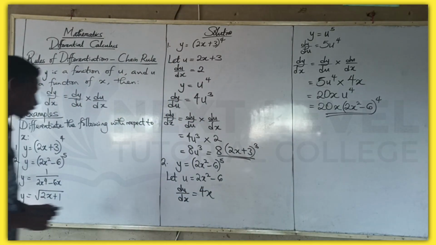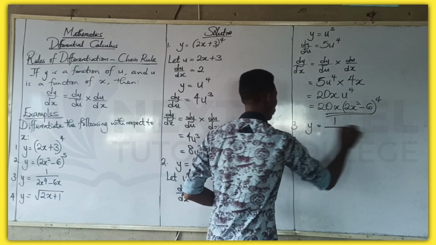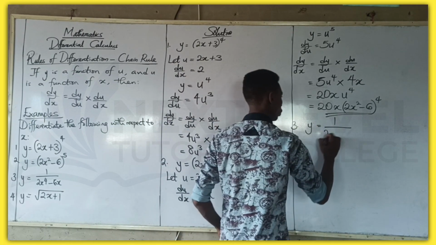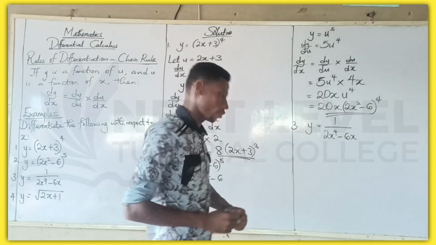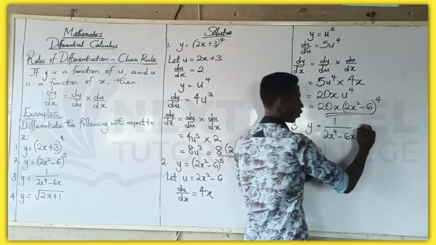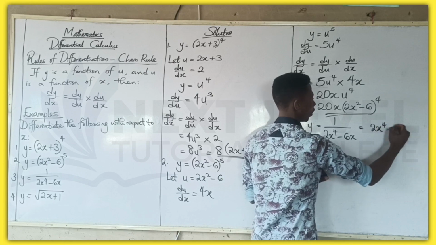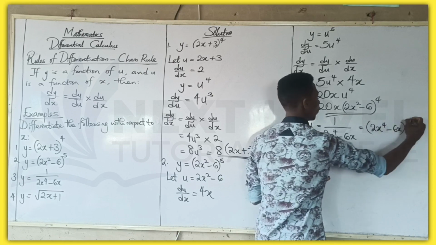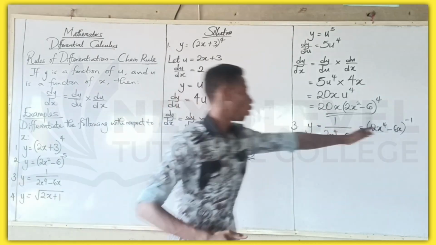Now let's go to number 3. We have y equals 1 over 2x raised to power 4 minus 6x. The 1 over here, from our knowledge of indices, means everything here is raised to power minus 1. So we have (2x raised to power 4 minus 6x) raised to power minus 1. So this is our function.